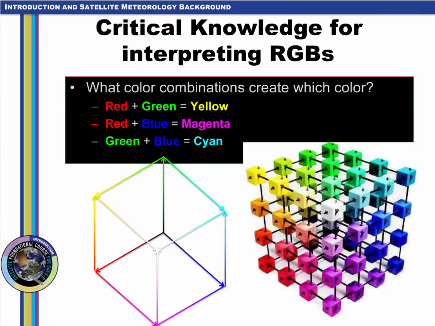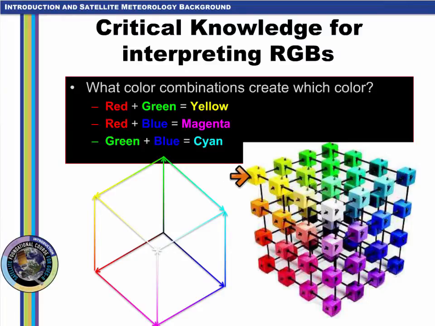Let's now consider RGBs. To interpret RGBs, you must understand how colors are constructed in modern computer imagery. In the color cube shown, the primary colors, red, green, and blue, are at 3 corners of the cube. White, which is all colors, and black, no colors, are at 2 other corners. And the remaining 3 corners are color combinations.